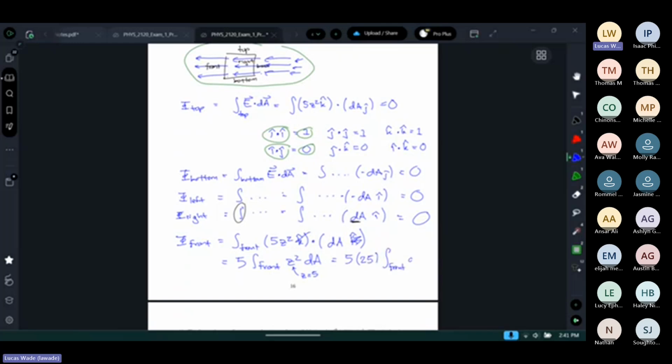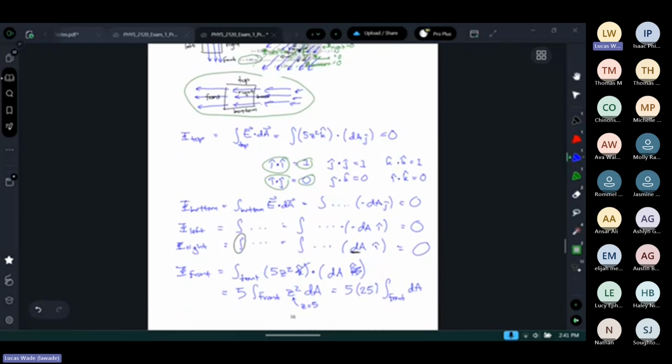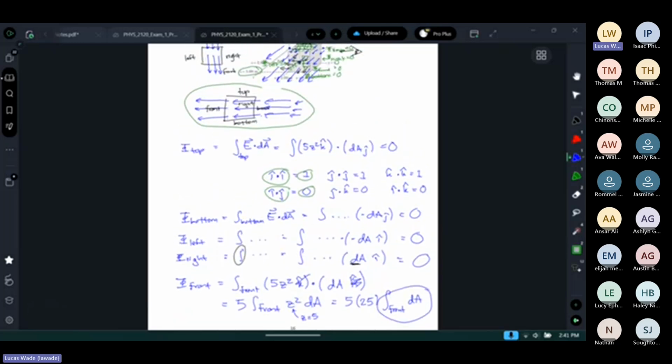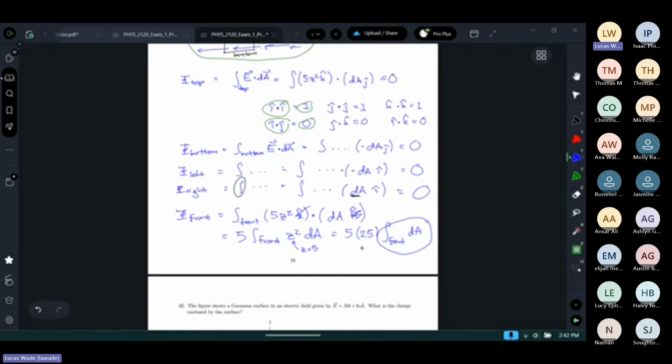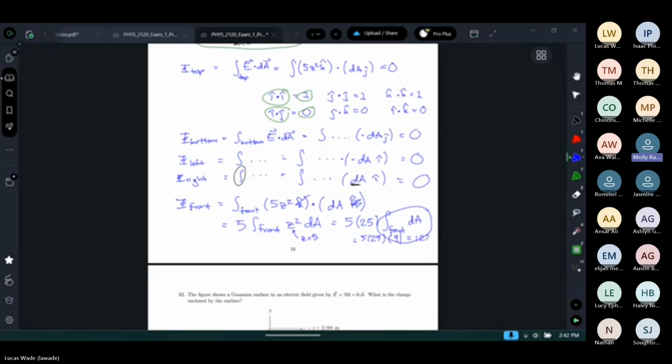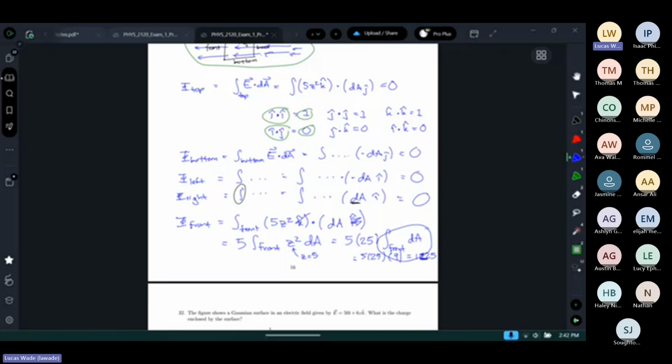And then all that's left inside the integral is dA itself. This is telling you to add up all the little dAs on the front face, and that will give you the total area of the front face. Since the cube has an edge length of 3 meters, the area of a face is 3 by 3. So I'm left with 5, 25, and then 9. And that comes out to what, 125 times 9, 1225, maybe? 1125. Okay, I almost did it.